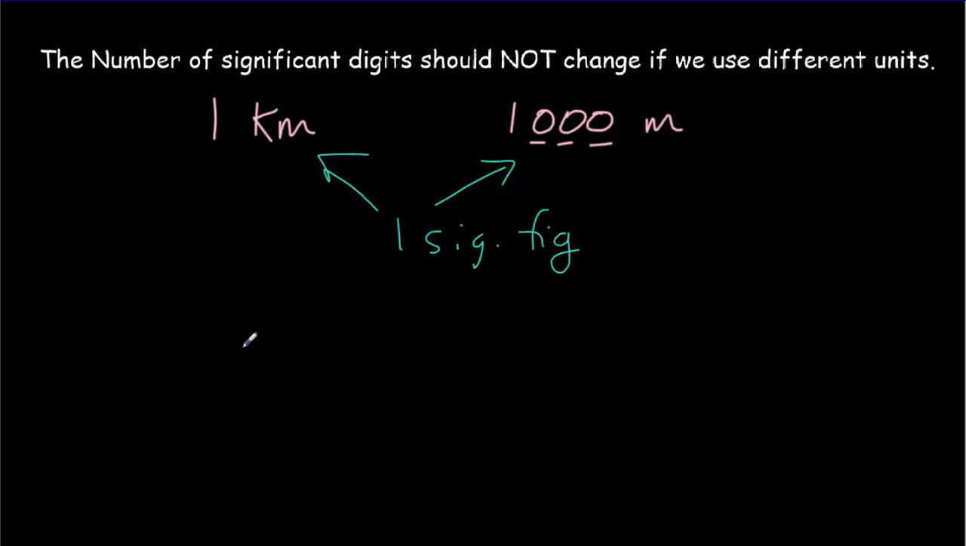Or similarly, if I said the width of your finger is about 1 centimeter, so I've got a measurement to 1 significant digit. If I switch units, that would be 0.01 meters. These should both be 1 significant digit. This 0 here doesn't count as a significant digit. It's just there as a placeholder. We want to say that it's 1/100th of a meter, not 1/10th of a meter. So likewise, both of these are 1 significant digit.